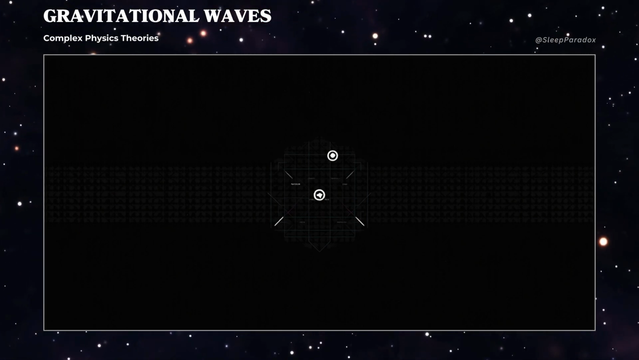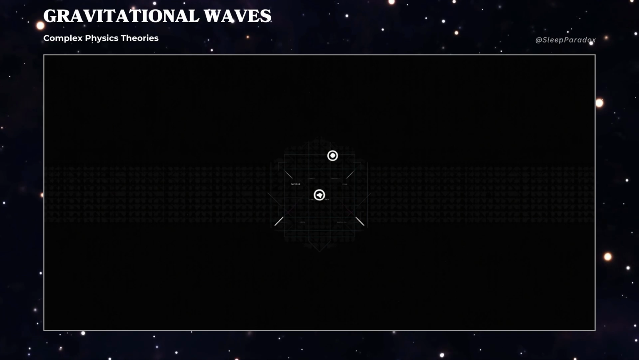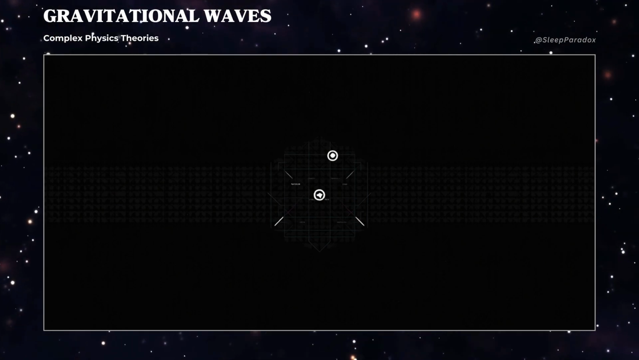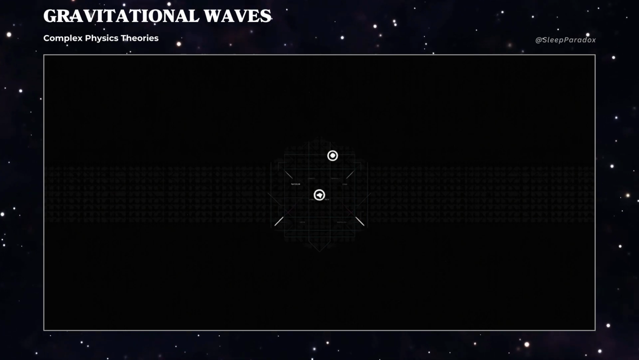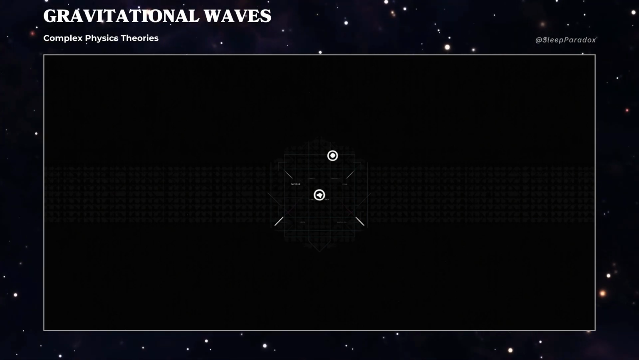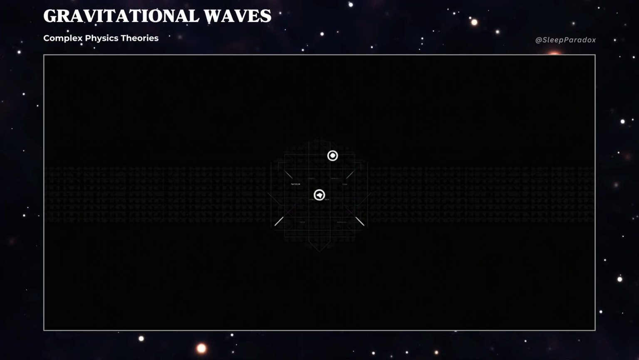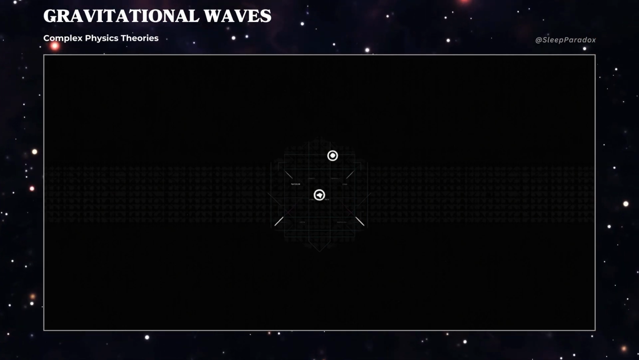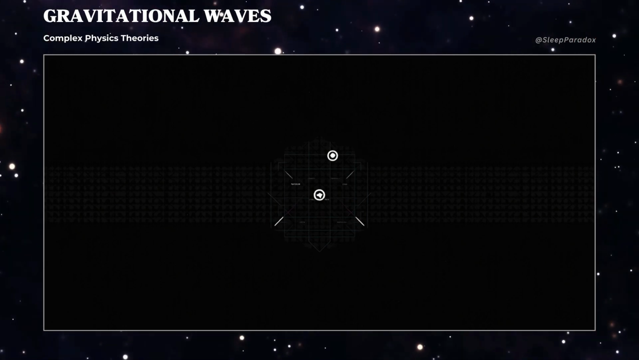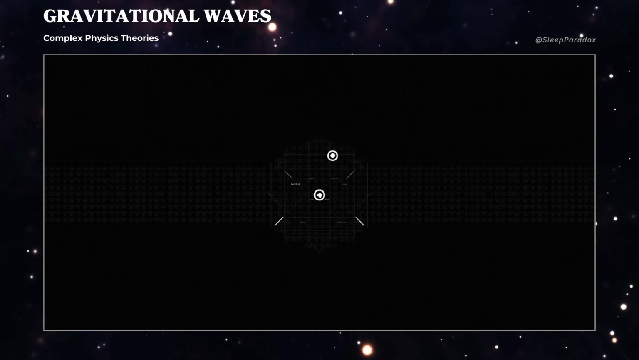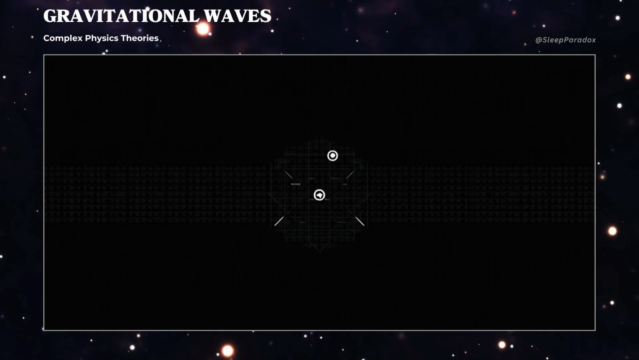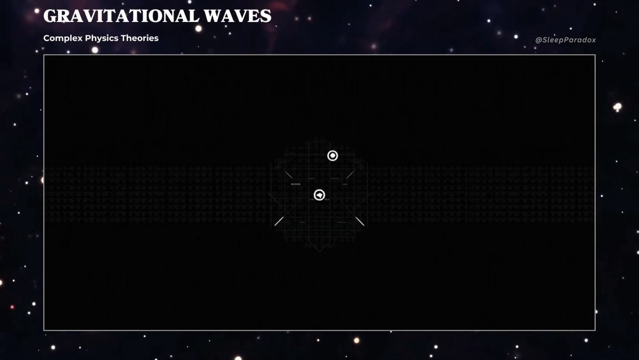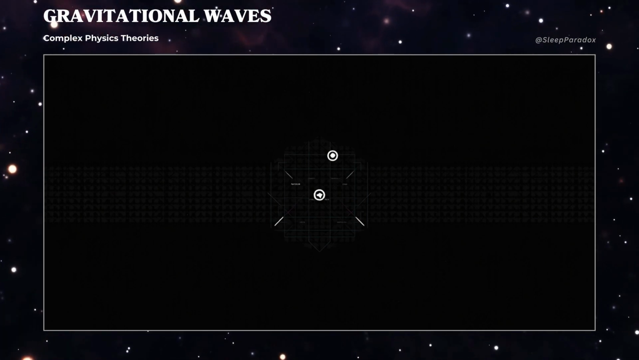For decades, gravitational waves were only a theoretical prediction. No one had ever detected them directly. But that changed in 2015, when scientists at LIGO, the Laser Interferometer Gravitational Wave Observatory, announced the first confirmed detection of gravitational waves. The signal came from two black holes spiraling into each other, more than 1 billion light-years away. Their collision sent a tiny ripple through space-time that reached Earth, where LIGO's incredibly sensitive detectors were able to record it.